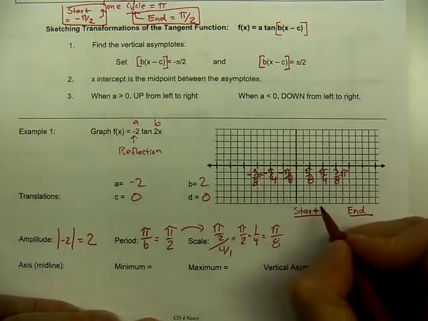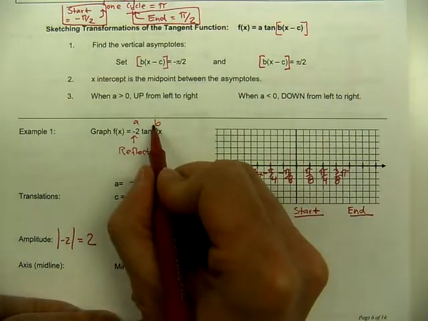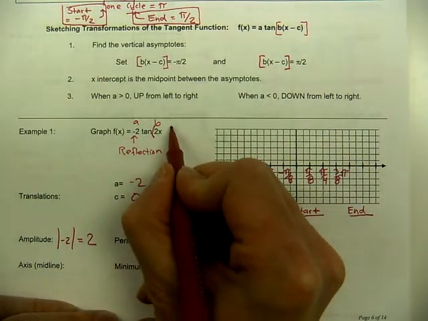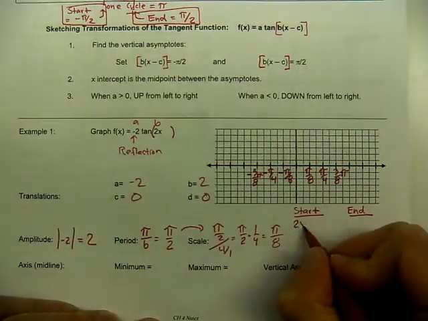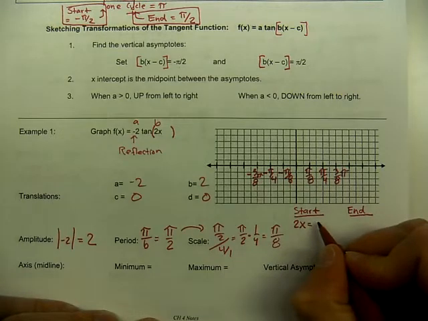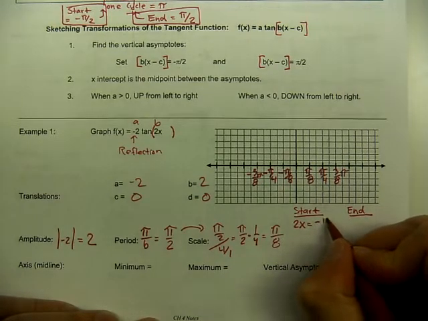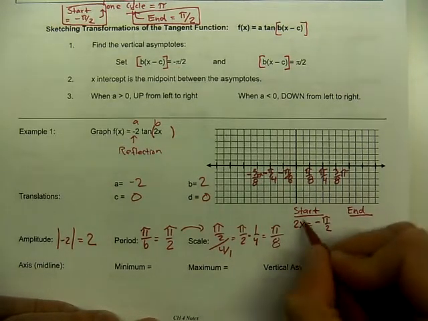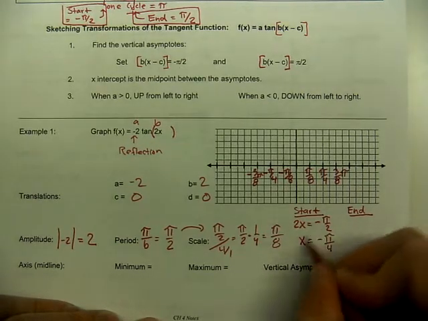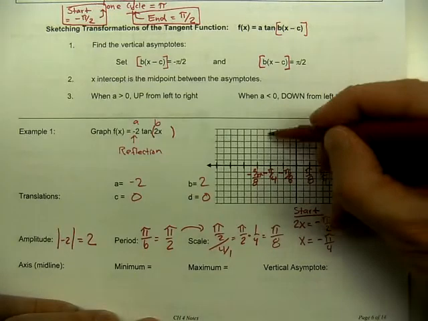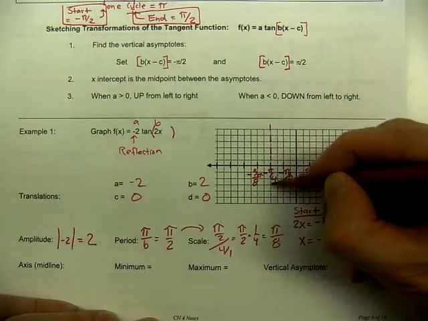Okay. We're going to take everything in the parentheses, which is always describing the b and the c. We don't have a value of c, so we're taking the 2x, and we set that equal to where our tangent graph normally starts, negative pi over 2. Work to isolate the variable, so divide away that 2, and you have negative pi over 4. So that's where we're starting. That's also the location then of a vertical asymptote.